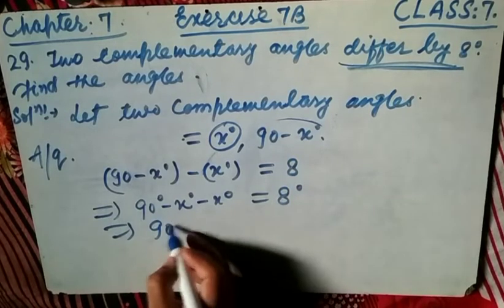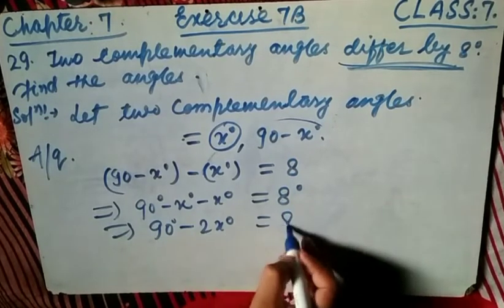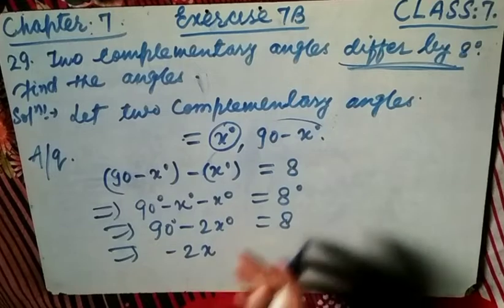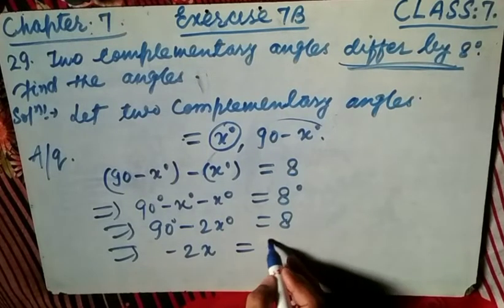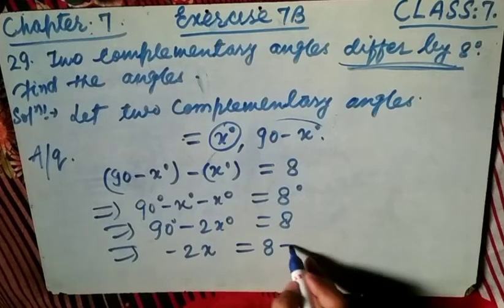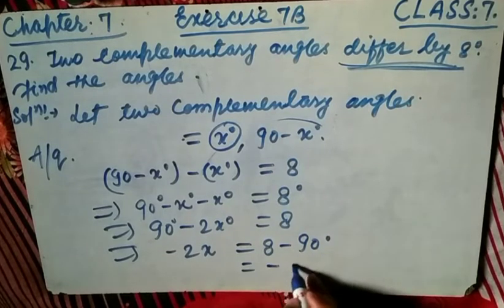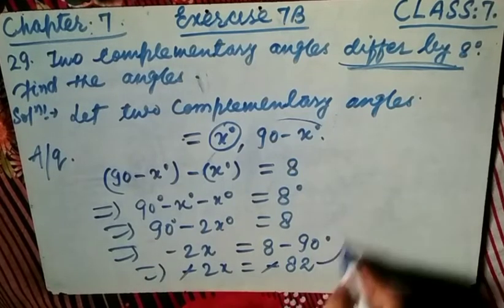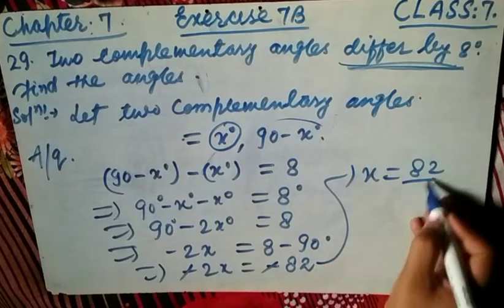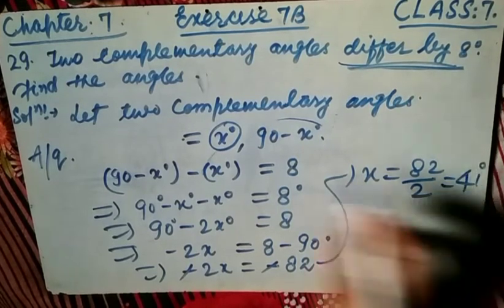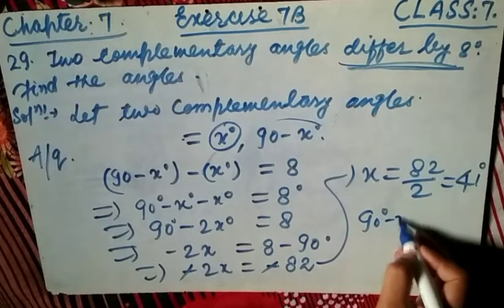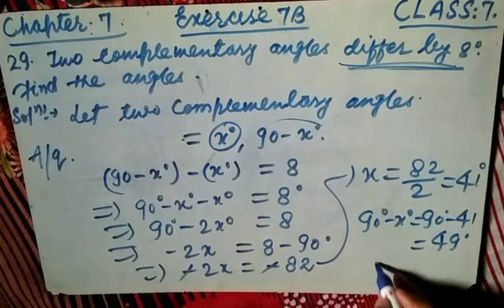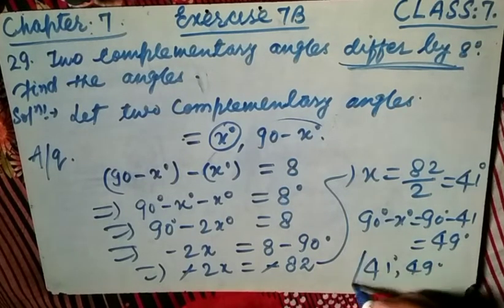Here is the 90 as it is, minus x minus x, minus 2x degree is equal to 8 degree. Okay, this is minus 2x, or this is 8 minus 90, this is minus 82. Okay, this is minus 2x, minus will get cancelled, then x is equal to 82 by 2, this is 41 degree. So one angle is 41 and another angle is 90 minus x degree. Here is the 90 degree minus 41 degree, this is 49. Hence 41 and 49 are the required solution.